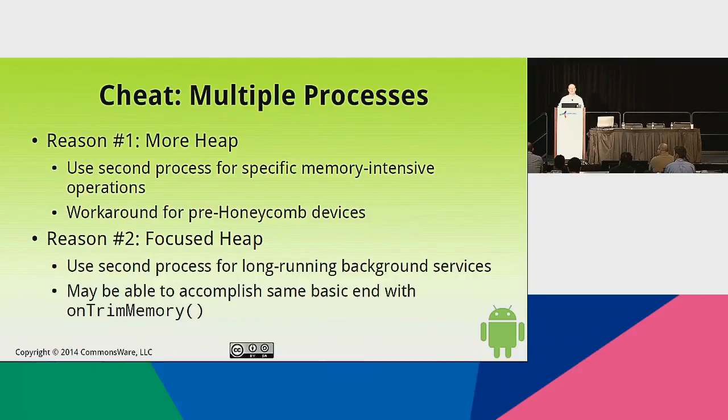That's cool, and onTrimMemory may allow you to avoid the overhead of the second process, because it will add overhead, both in terms of actual system RAM consumed and in terms of the IPC that's going to intrinsically have to go on between those processes.